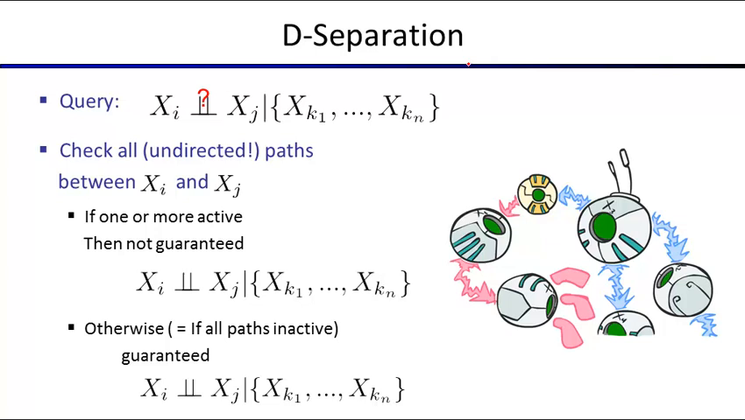The algorithm we'll look at is called d-separation. You're asked, is it guaranteed that Xi and Xj are independent, conditioned on having observed some other variables? What does the algorithm do? It checks all undirected paths between Xi and Xj. This could be a lot of paths. Check all of them. If one or more of these paths is active, then it's not guaranteed that Xi is independent of Xj given the evidence. Otherwise, if all paths are inactive, then you have the guarantee of independence.